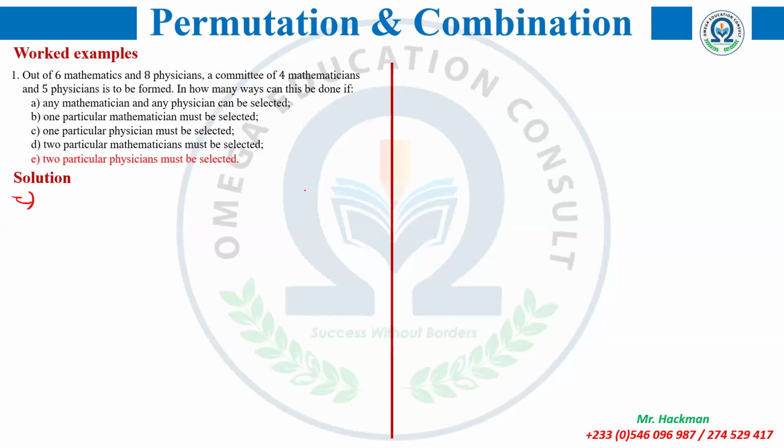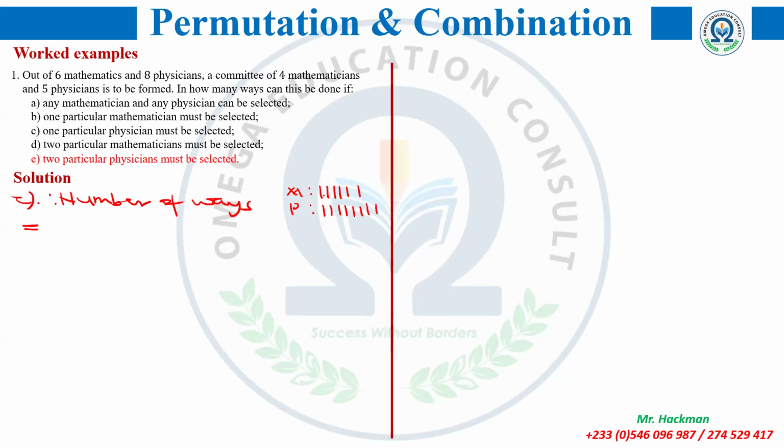So what do I have? Mathematicians, I have 6 of them: 1, 2, 3, 4, 5, 6. And the physicians, I have how many? 8: 1, 2, 3, 4, 5, 6, 7, 8. So now I come to the number of ways. I'll explain how you continue. At least you have to know that you write number of ways will be equal to. So now you check the condition for C. One particular physician must be selected. So it means here you have a restriction on the physicians.